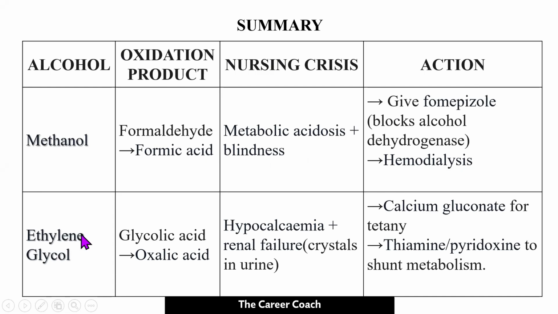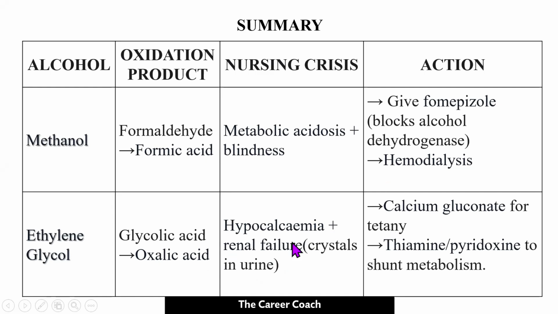Ethylene glycol is an alcohol. You can see the oxidation product of ethylene glycol is glycolic acid, which will further oxidize to oxalic acid. Nursing crisis: hypocalcemia and renal failure, leading to formation of crystals in urine. Methanol or ethylene glycol are not harmful in themselves, but their metabolites are harmful to the body.